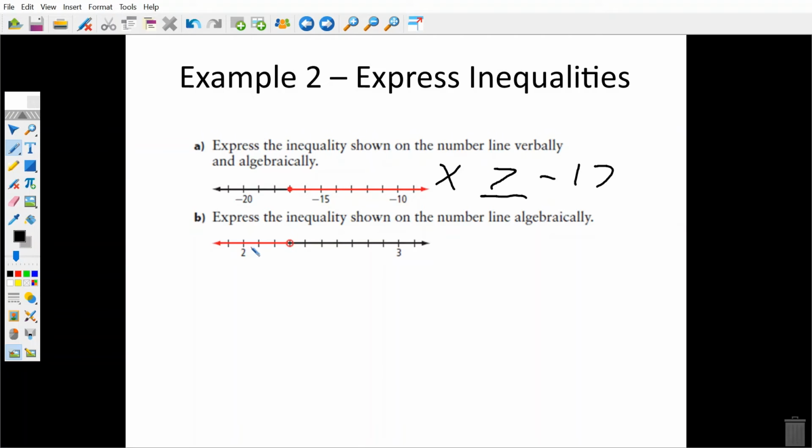For B, this looks like 2, 2.1, 2.2, 2.3. So 2.3 and x. The line is going to the left, so we're going to make this a less than sign, and the circle is open, so we're not going to include the equal to sign. So this is x is less than 2.3. Next question.